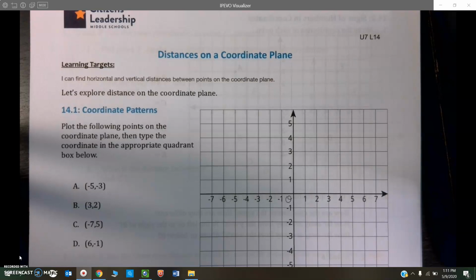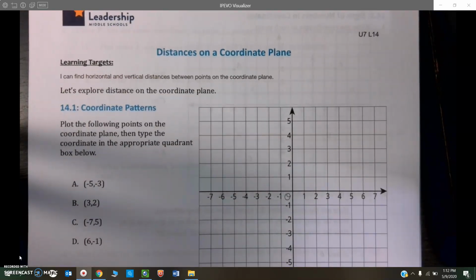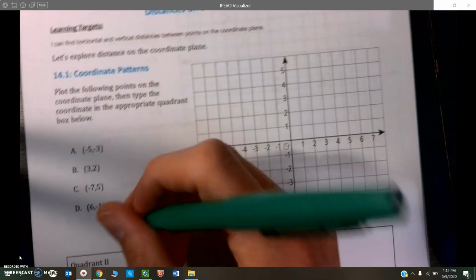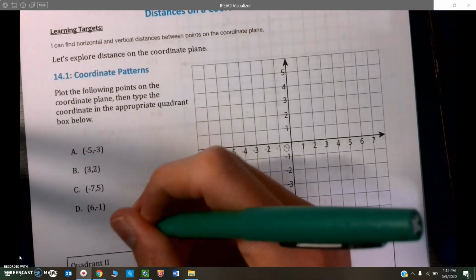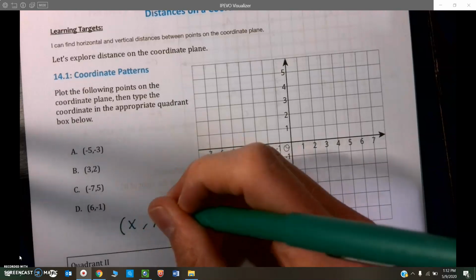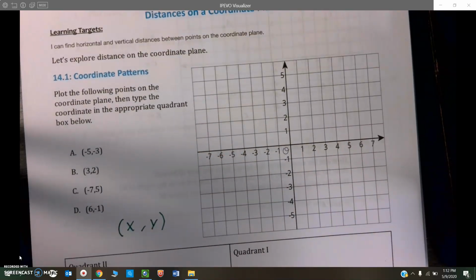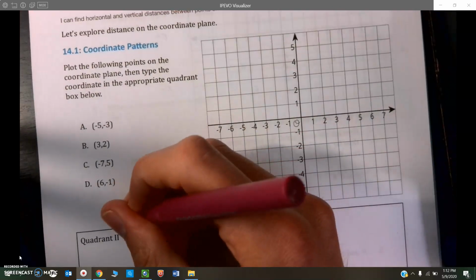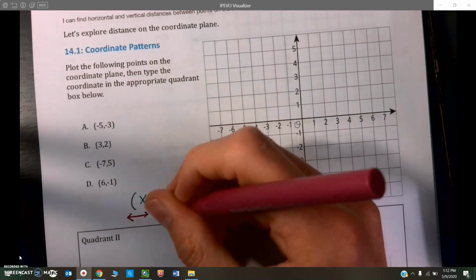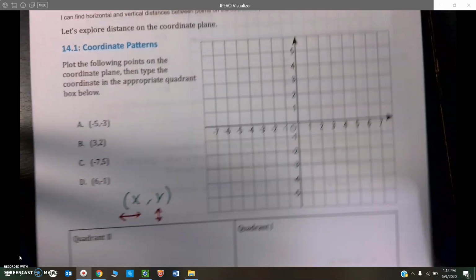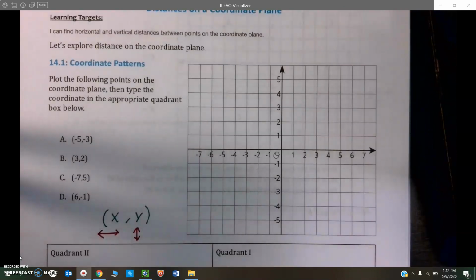So for our first activity, it says coordinate patterns. We are to plot the following points on the coordinate plane, and then you are going to type the coordinate in the appropriate quadrant box below. Our first point that we're going to be marking is A. Always important to note that every ordered pair is written as an XY coordinate, and that X talks about a coordinate's left-right position, and the Y is the up-down position. So we always go left to right and then up and down.